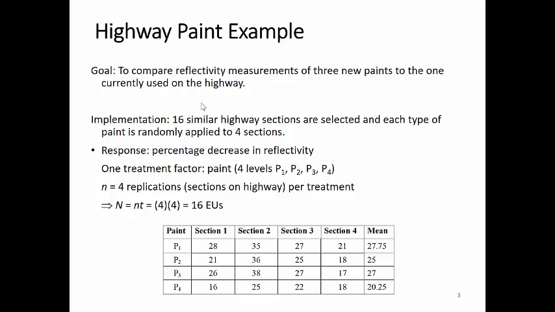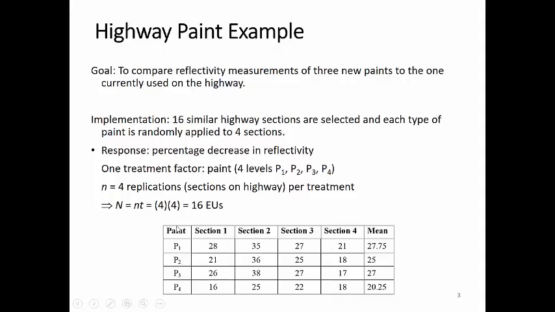So we have a total of 4 paints, and the implementation of this experiment was 16 similar highway sections are selected, and each type of paint is randomly applied to 4 of those sections. So we've set this out as a balanced, completely randomized design. You just randomly pick out which sections of highway receive the treatment of the paints, and you're going to see each of the paints the same number of times. So we have 16 total experimental units.